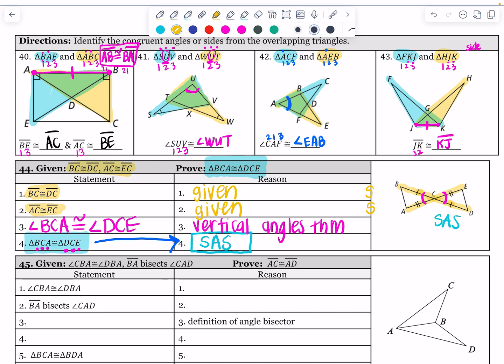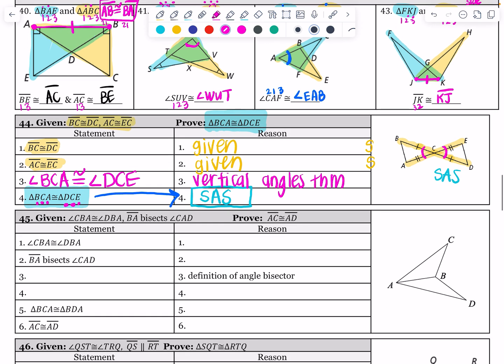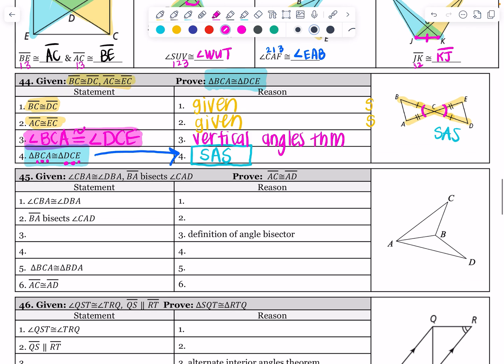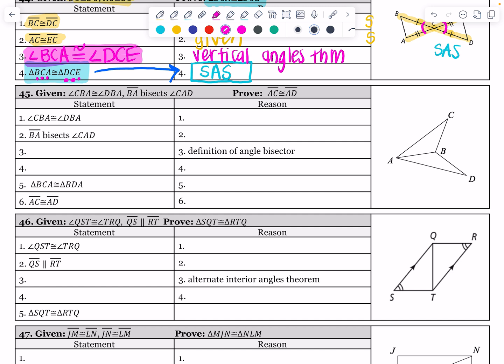So the yellow stuff is going to be the easiest because it's given. The blue stuff is going to be pretty easy if you're looking at the picture once you add the information. The pink step, in my opinion, is the most difficult, but that's the stuff that you are adding to the picture every time. Okay? All right, so let's do that again on question 45.